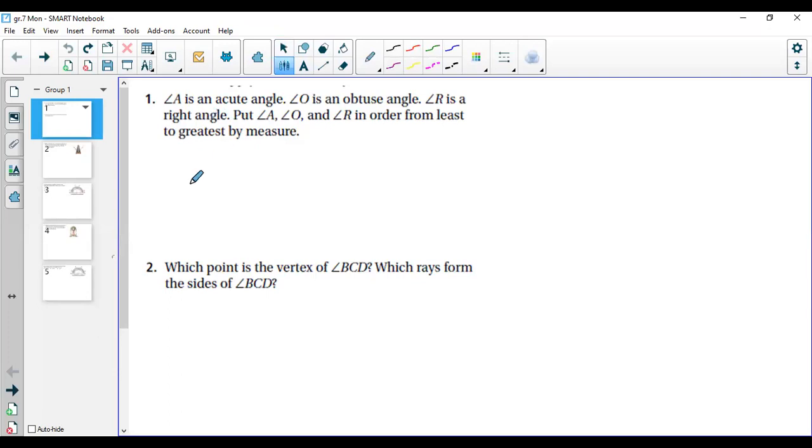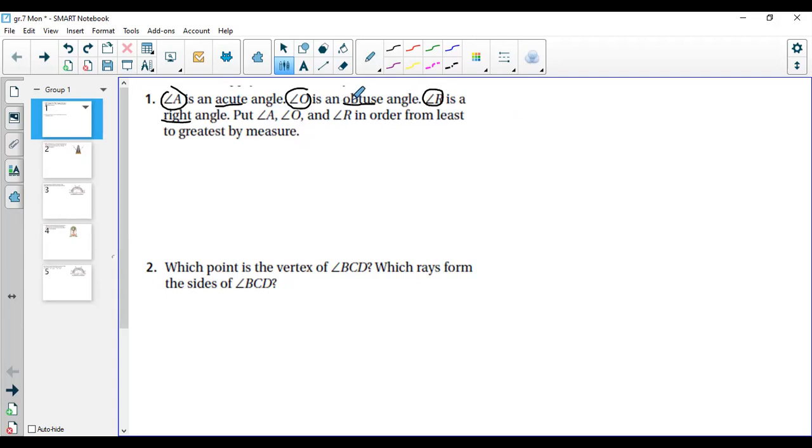Now these are questions where you need to read and understand. It's easy, but you need to read it. They said angle A is an acute angle. Angle O is an obtuse angle. Angle R is a right angle. So we have acute, which is angle A, obtuse, which is angle O, and right angle, which is angle R. They said put angle A, angle O, and angle R in order from least to greatest by measure. So we have to arrange this from the smallest angle to the biggest angle.